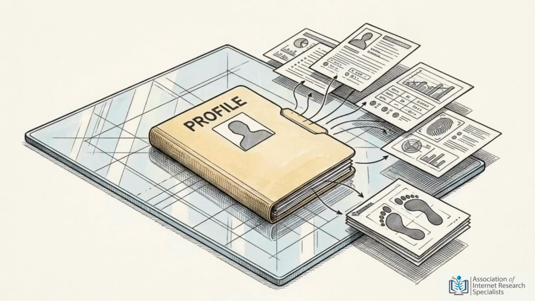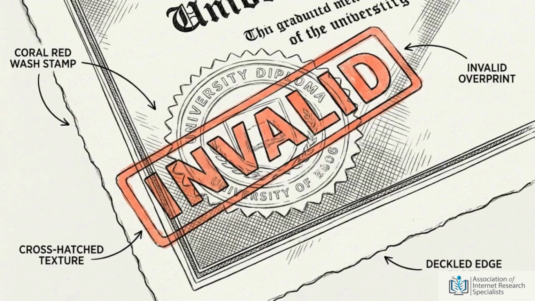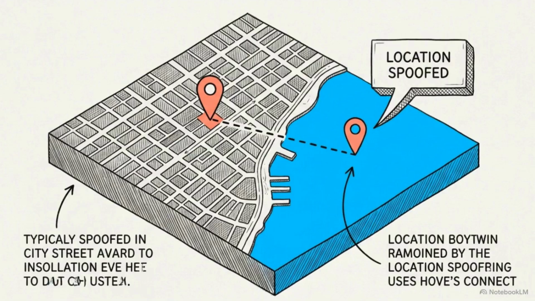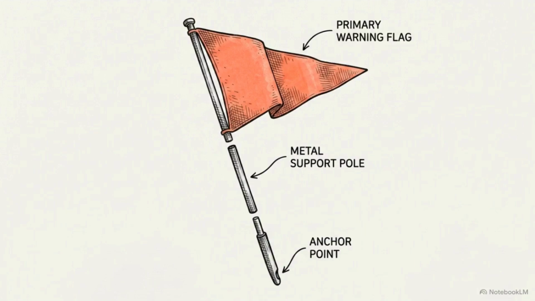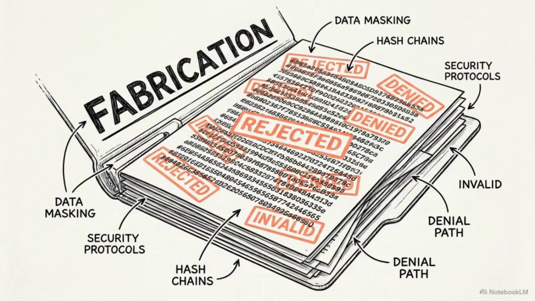We now return to the hypothetical target profile from the beginning, having processed it entirely through our investigative framework. The findings are clear. The physical academic credential failed primary institutional validation. The commercial asset search yielded a blank footprint, and the preserved social media metadata revealed spoofed GPS coordinates. In modern verification, a single red flag rarely confirms fraud in isolation. The proof lies in the correlation of disparate anomalies across the physical, financial, and digital spheres. Based on this specific matrix of overlapping failures, the target profile is definitively classified as a sophisticated fabrication.